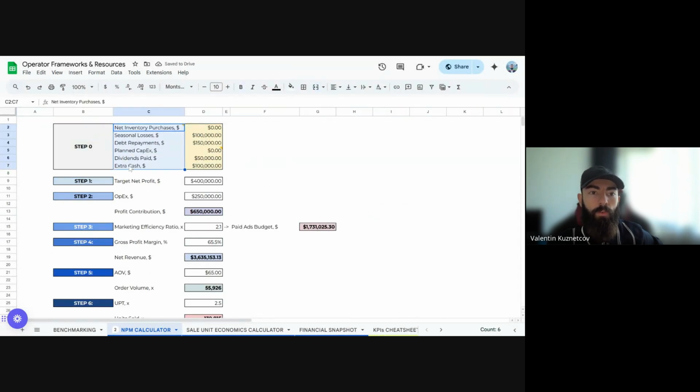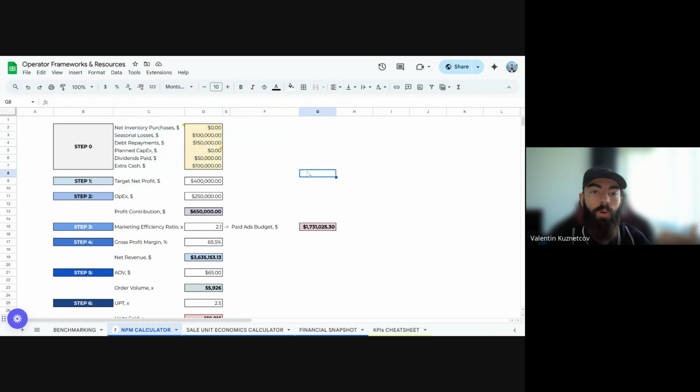So step 0 is to understand, okay, what kind of cash commitments do you have coming up? What do you need to cover? Let's say there's seasonal losses expected. So let's say this is November and December, the 2-month period we're looking at, and we want to generate enough profit for us to cover Q1 next year. You are expecting a pretty poor winter, and you are forecasting to lose $100,000. So then we need that $100,000 cash to be part of the target net profit calculation. Then there's net inventory purchases. Do we need to invest in inventory?